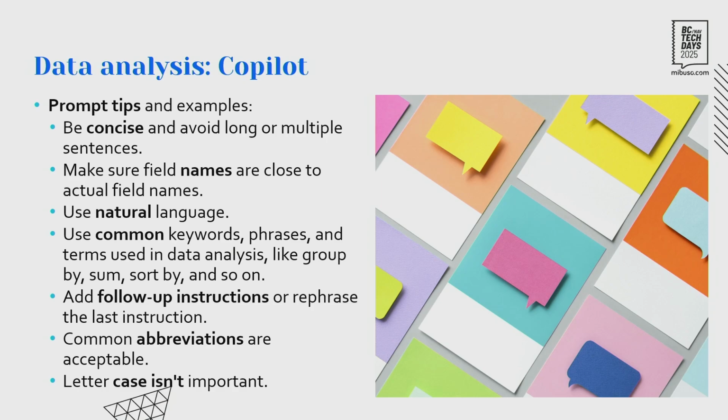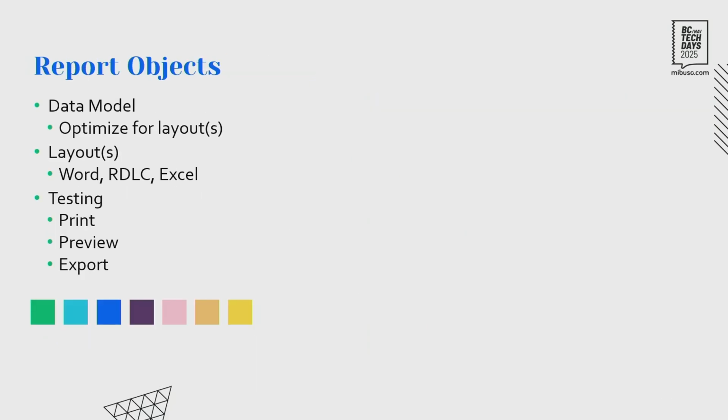You might not need to say inventory, you might need to say quantity on hand. That helps it. Natural language and common keywords are also recognized, like sort by, group by this, by that, and so on. And you can also provide some follow-up instructions in your prompt to get a better result. Lowercase, uppercase doesn't really matter. So that's a nice feature. All right. So with data analysis, remember that it's something that we have in the client to quickly be able to aggregate and summarize some data.